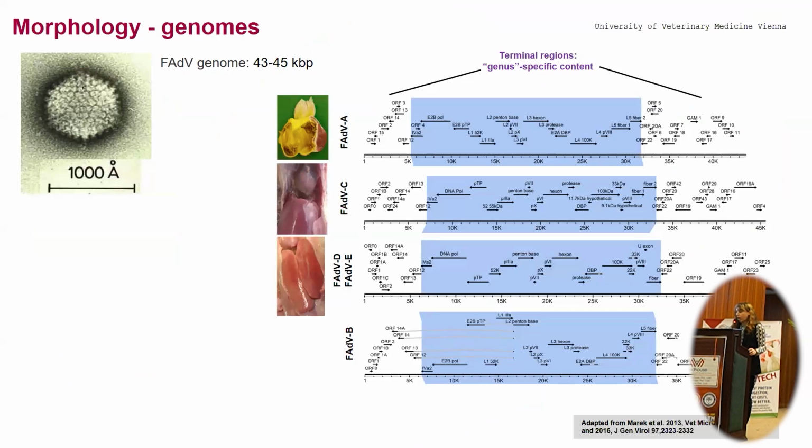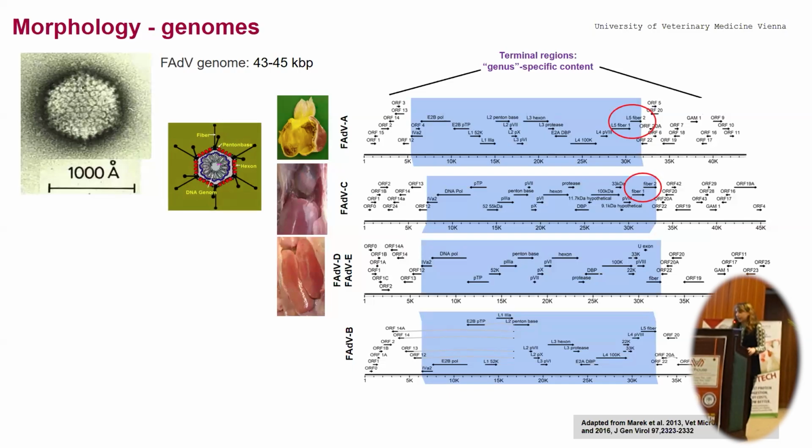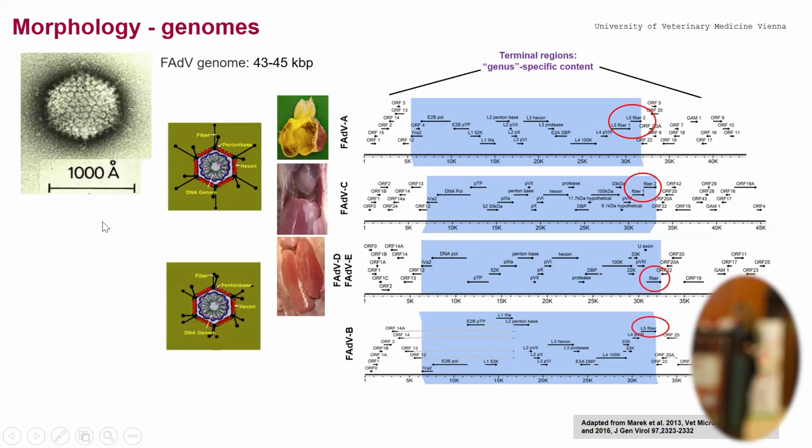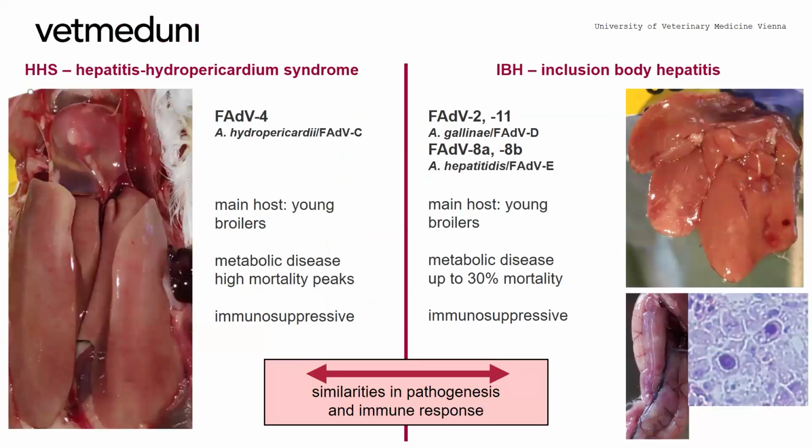Here you can see the genome of the viruses. In the central part are the genes coding for the major structural proteins. The terminal regions are more genus-specific, but I would like to draw your attention to the fiber gene, because it's important for our talk to know that species A and C have 2 different genes coding for 2 fibers of different length, associated with each apex of the penton base, whereas the other species only have 1 gene coding for 2 identical fibers.